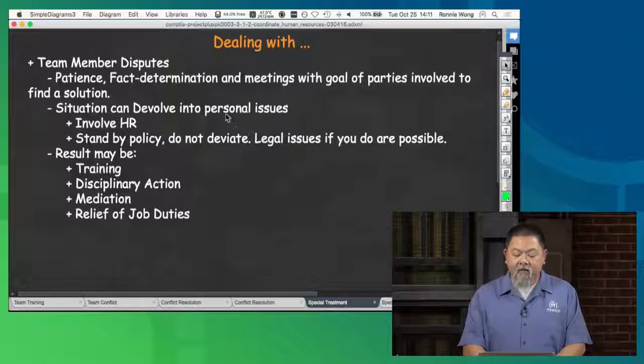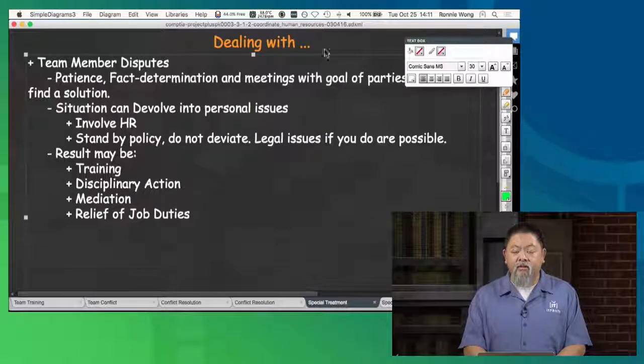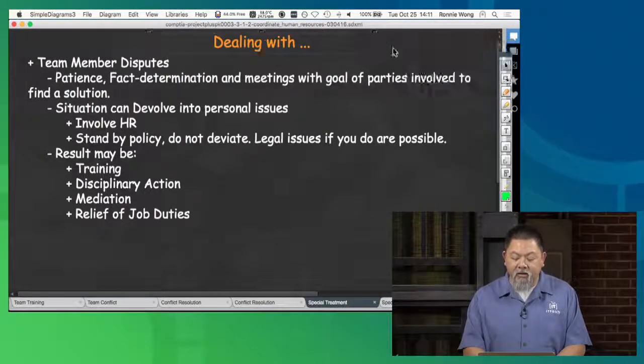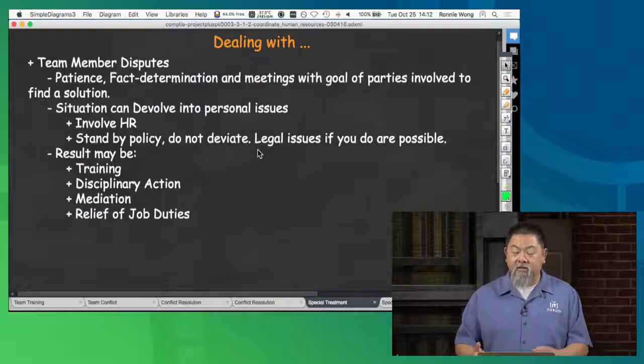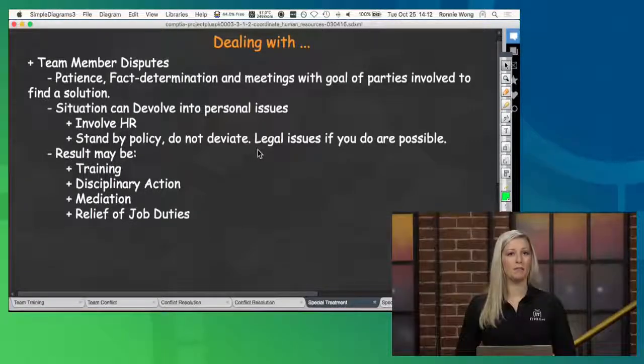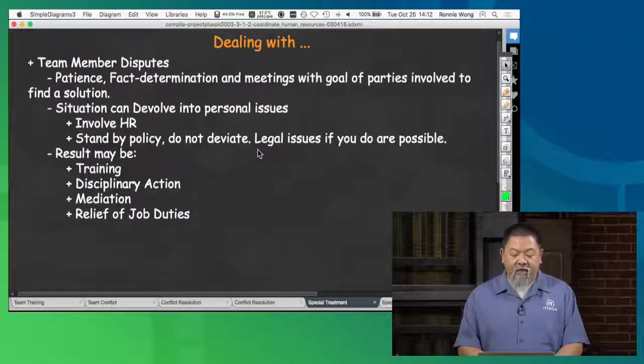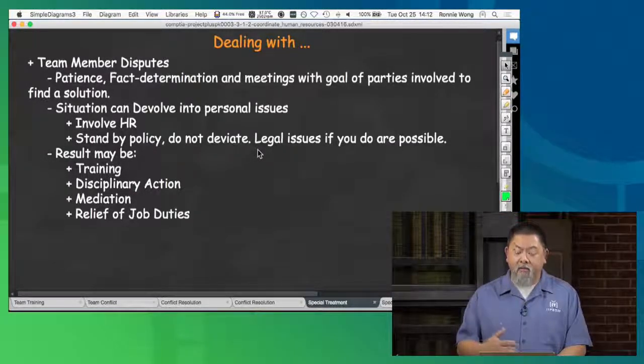If it gets to the point where it's actually personal issues, where we're calling each other names, you don't want that anger, that negative energy, to infect your entire team. You can't afford to have that happen. At that point, you have to involve HR as well, and you have to be willing to stand by the policy and not deviate from it once it happens. Because if not, you might find yourself in a legal quandary.